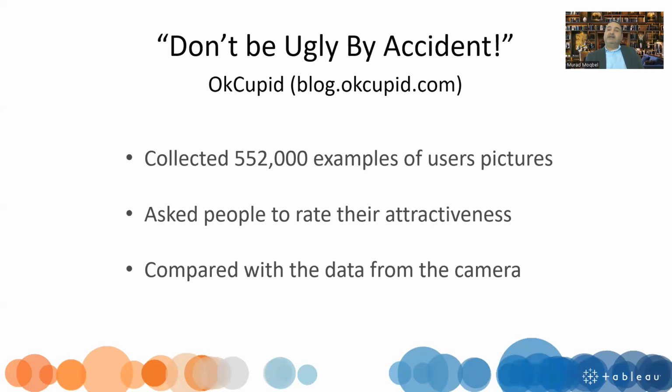Now let's look at another aspect of data collected by OkCupid, which is Don't Be Ugly by Accident. In this data set, they collected almost 500,000 examples of users' pictures. They also asked people to rate the attractiveness of those pictures, and they used metadata from the pictures, such as what time the picture was taken, what type of camera it was taken with, and so on.